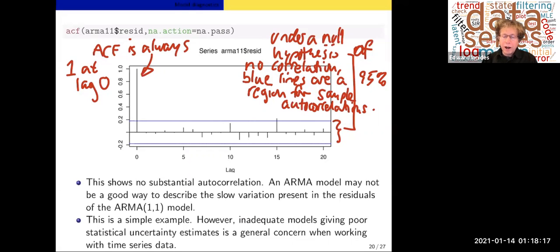This could mean an ARMA model is not a good way to describe the variation. When you look at the residuals, you see this sort of small indication of slow variation, but maybe an ARMA(1,1) model can't capture that. This is a simple example, but the general topic of inadequate models giving poor statistical uncertainty estimates is a general concern when working with time series analysis.